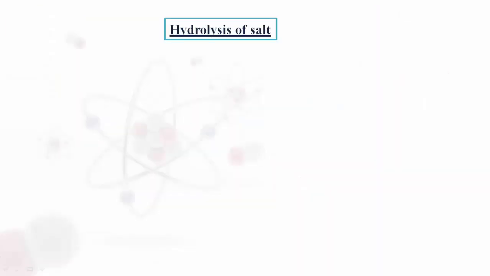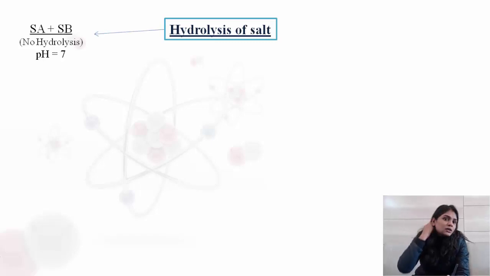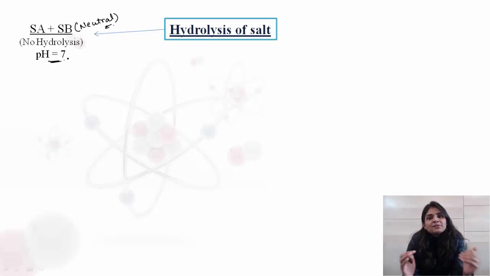Clear? So let's start. Before starting, let us discuss how salts are formed. Whenever an acid reacts with a base, it will lead to the formation of salt. Now it depends whether you are using a strong acid or a weak acid. The acidic strength or basic strength of the salt will depend on it. So if we have a salt which is formed from strong acid and strong base, it will form a neutral salt. The salt formed will be neutral, and since it is neutral, the pH of that salt will be 7.